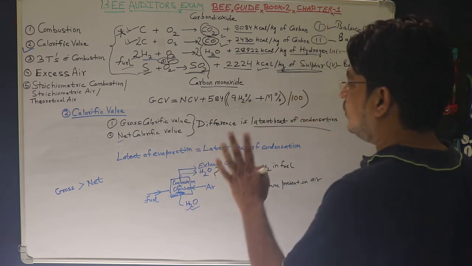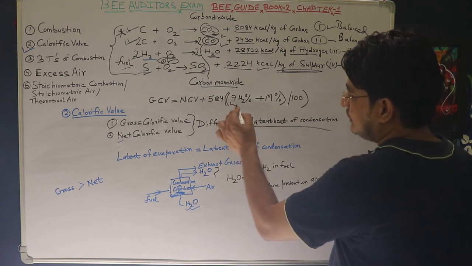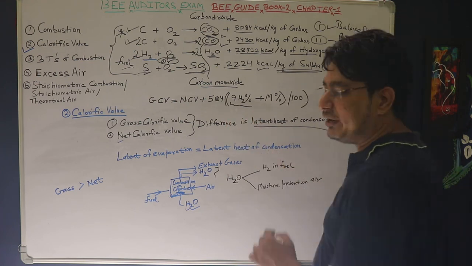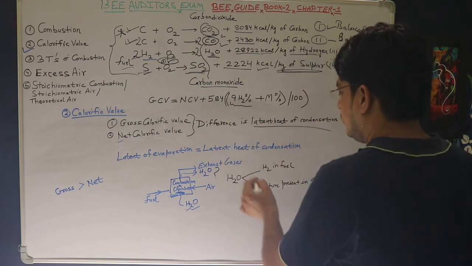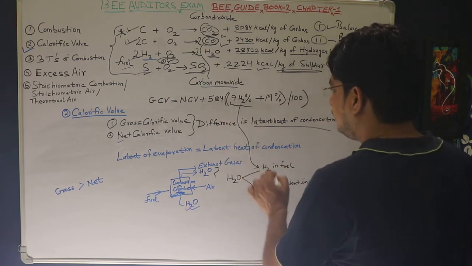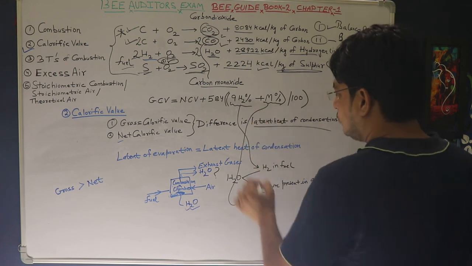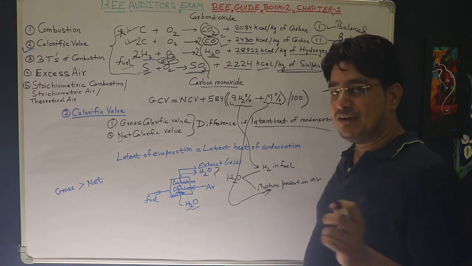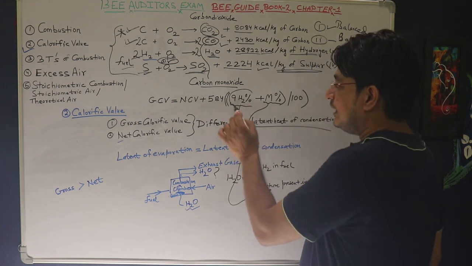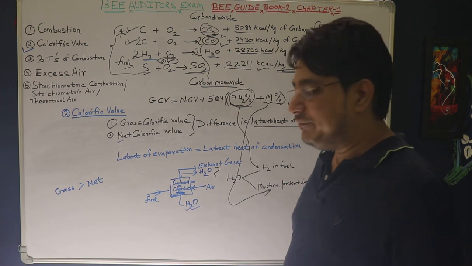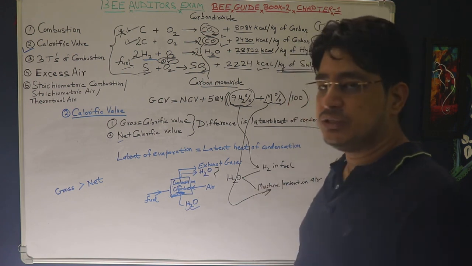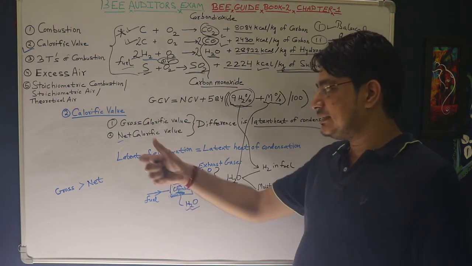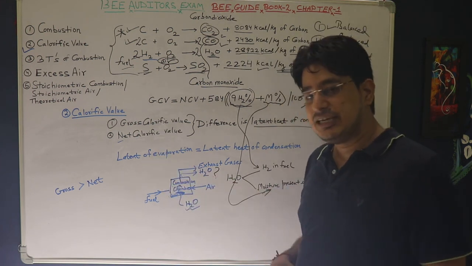Now what is this quantity? 9H2 is basically the amount of water vapor produced because of the hydrogen in the fuel. M% is the amount of water vapor present because of the moisture. Subsequently, I will also tell you how this figure 9H2 has been arrived at corresponding to the hydrogen present in the fuel. Now I hope that the concept of calorific value is very much clear to you all.